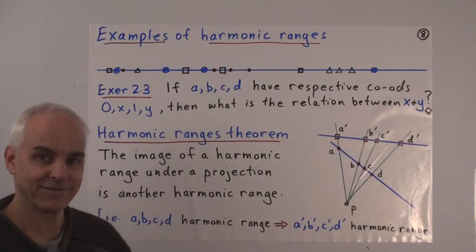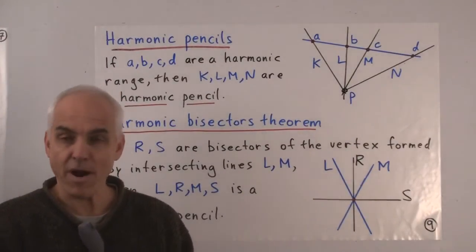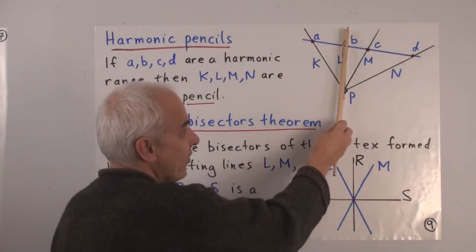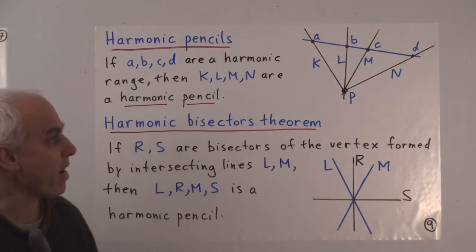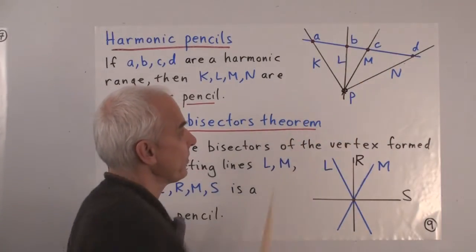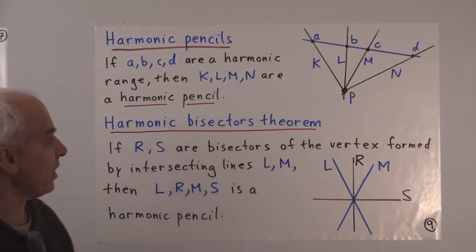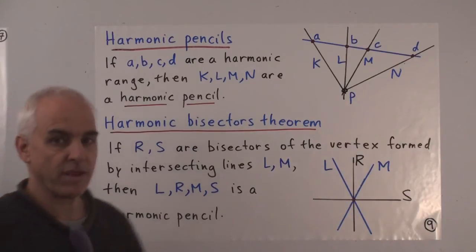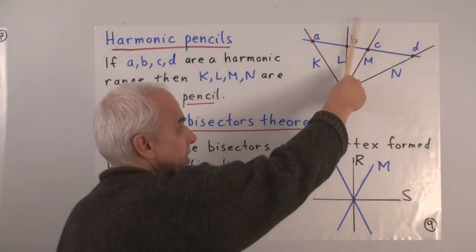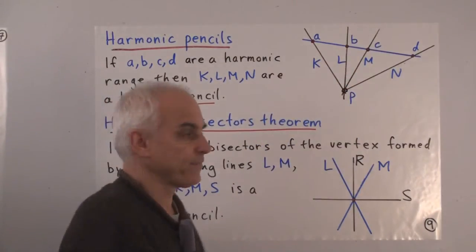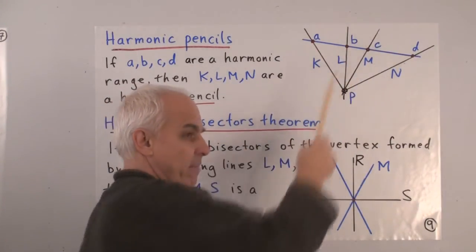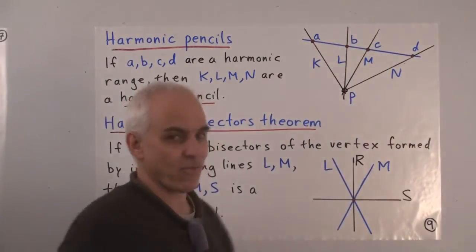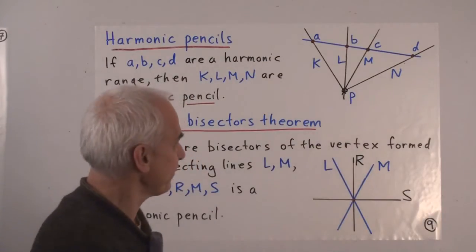It's a beautiful fact. That previous theorem, the harmonic ranges theorem, suggests that we should introduce a notion for 4 lines, which is analogous to the harmonic range definition for 4 points. And that's what we're going to do now. It's a very useful notion. It's called a harmonic pencil. Pencil is a word that projective geometers use for all the lines going through a particular point. So if we look at all the lines going through the point P, we call that a pencil of lines. Just like if we look at all the points lying on a line, we call that a range of points.